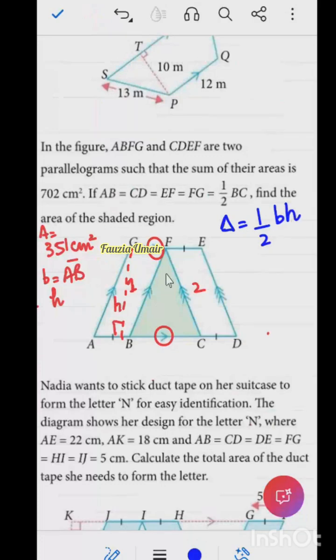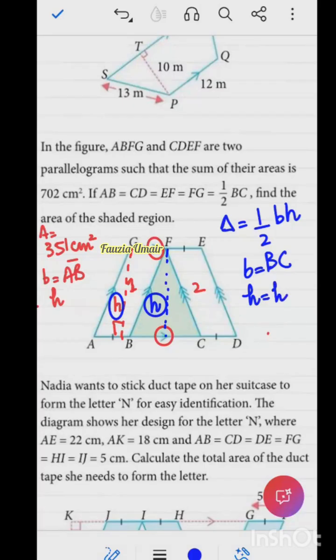So if you look at this triangle, BCF, the base is BC, right? Base is BC. And the height is, because they are parallel lines, if you look carefully, height is still H. The same height that this parallelogram has is there in this triangle. So height is height, the one we use in both.